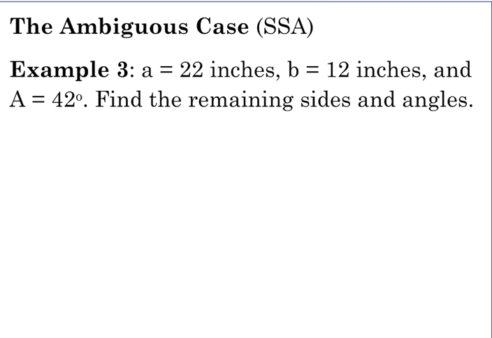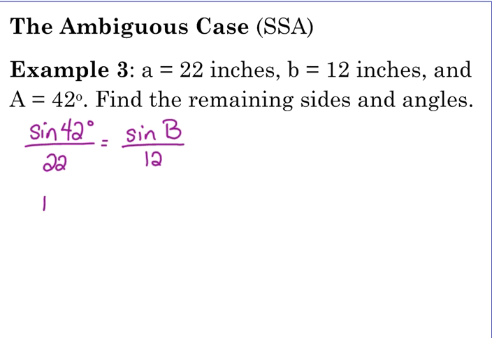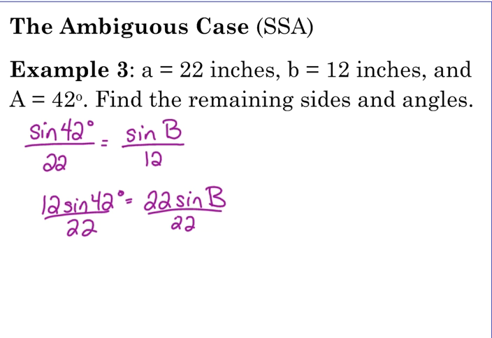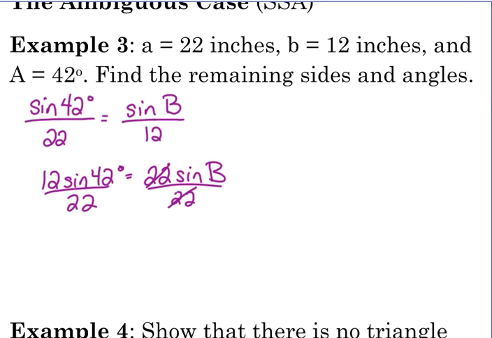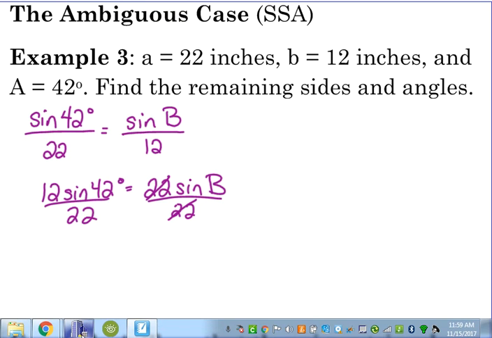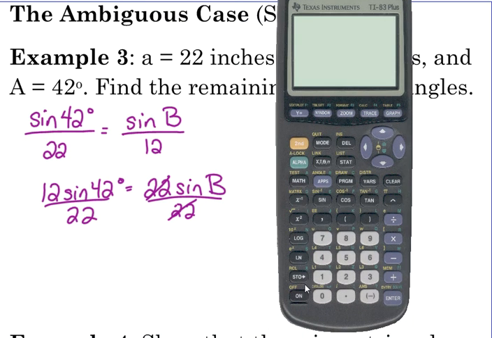So let's do that. Let's set up the law of sines with what we know. Sine of angle A, sine of 42 degrees over 22, is equal to the sine of angle B over 12. Okay, we're still going to cross multiply and divide. So we've got 12 sine of 42 degrees is equal to 22 sine of big B. So then we divide by 22. But this time, that number right there is not the answer.